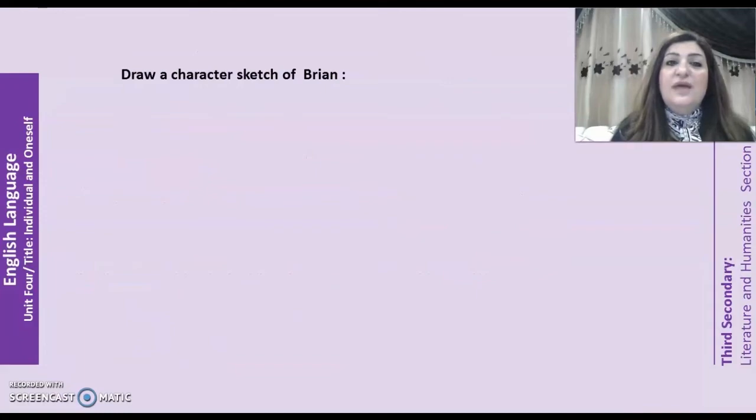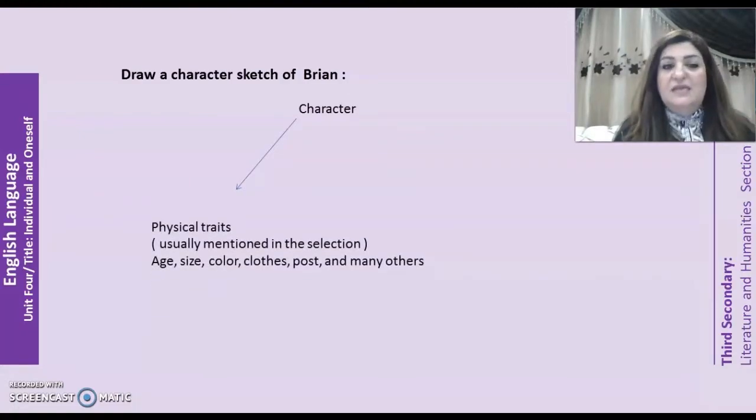Now let us draw a character sketch of Brian. But before we do, let us see how we are able to identify a character. What are the elements of a character? A character is made up of two things. Number one, physical traits, like age, size, color, clothes, pose, and many other things. Usually such physical traits are mentioned in the text by the writer. We do not deduce them.